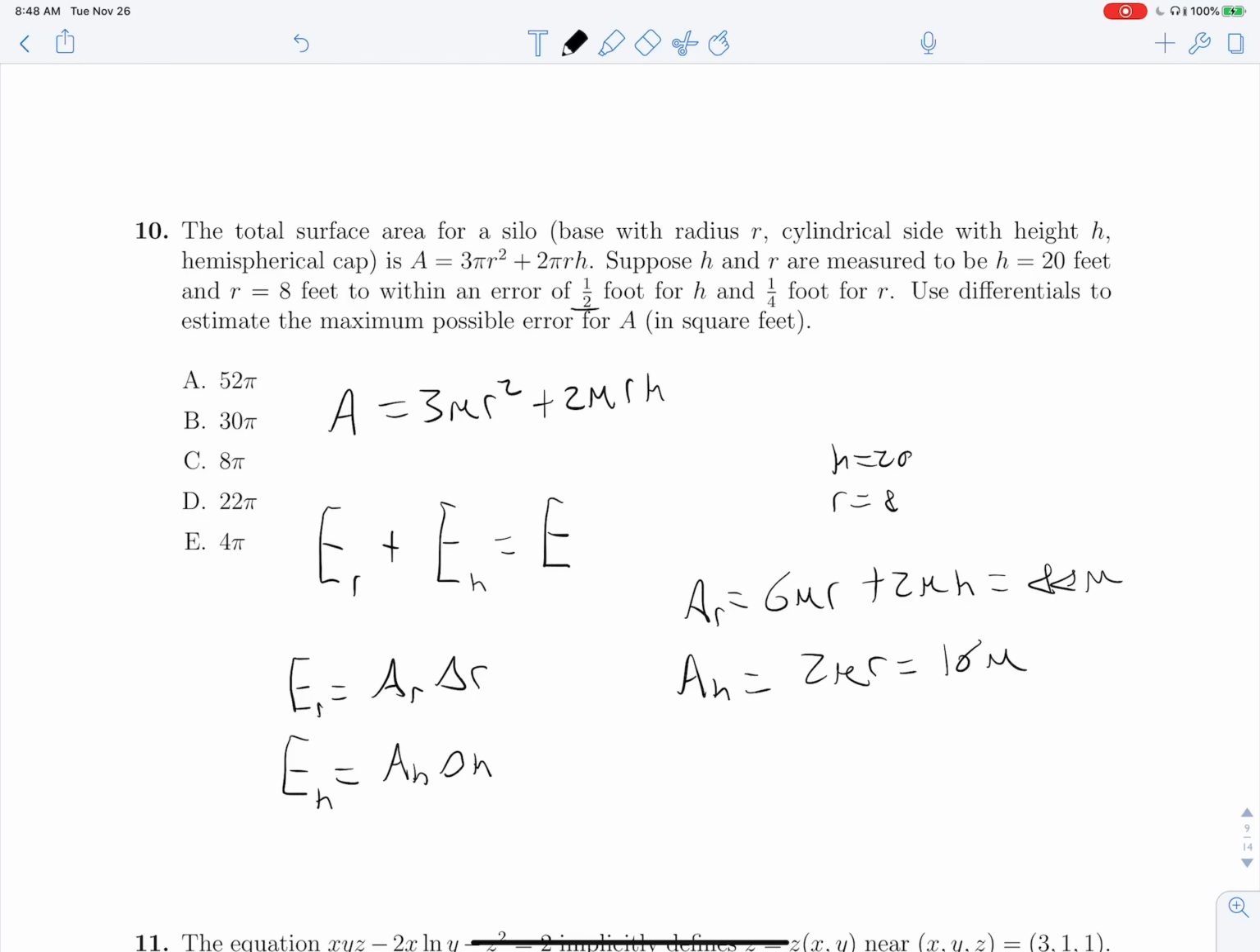And so from this we can find ER, which is going to be delta R, so 1/4 times AR, which is 88 pi, and then we can find our EH, which is 1/2 times 16 pi. So this evaluates to 22 pi, this evaluates to 8 pi, and our answer is, as we said up here, the summation of those, which is 30 pi.